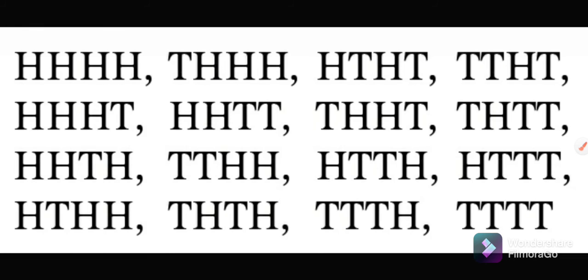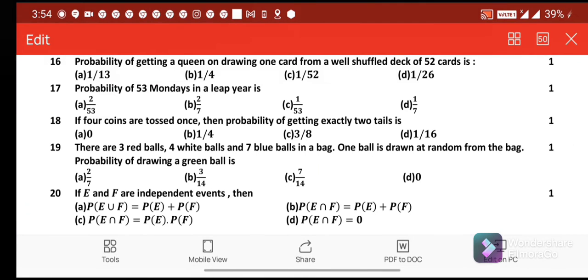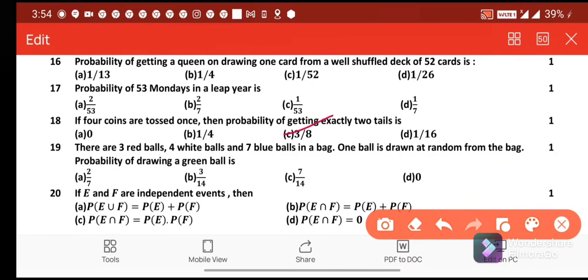Next, there are 3 red balls, 4 white balls and 7 blue balls in a bag. One ball is drawn at random from the bag. The probability of drawing a green ball is, because there is no green ball, so the probability is equal to 0. Next, if E and F are independent events, then the probability of E intersection F is equal to probability of E multiplied by probability of F. So C is the correct option for this question.